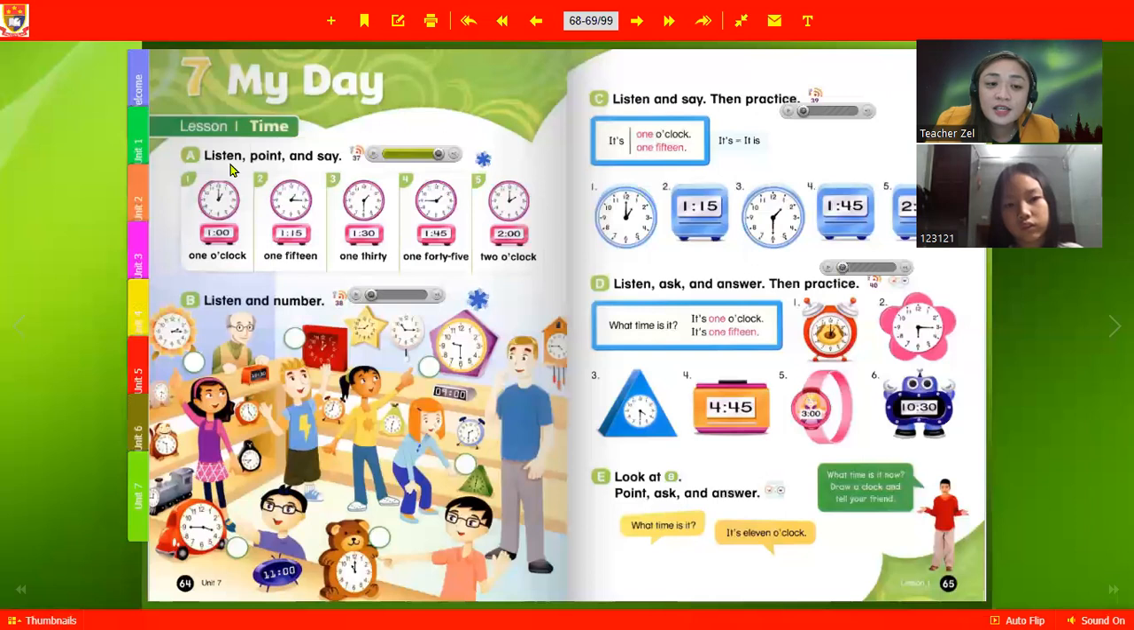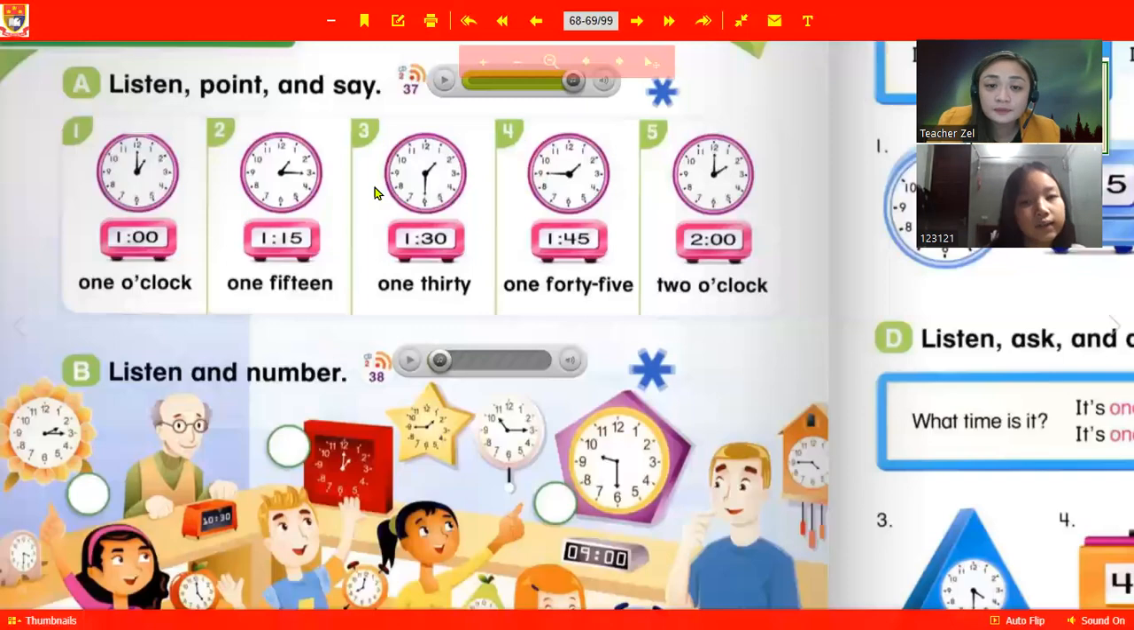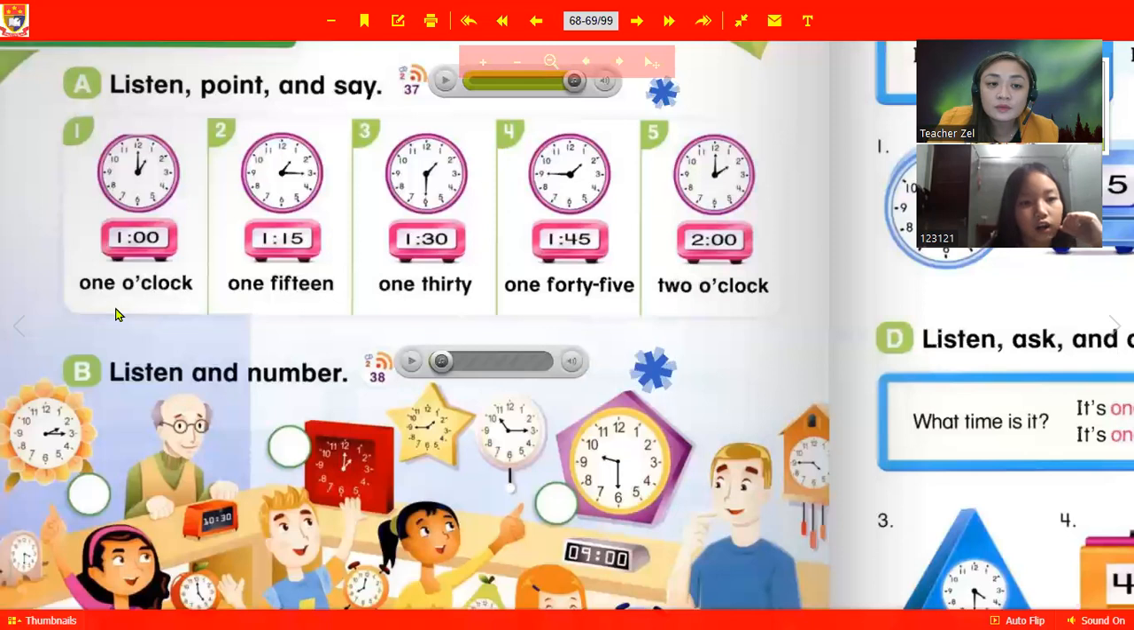All right. So those are the times. First, this is 1 o'clock. Okay, 1 o'clock. 1:15. Okay, how about this one? 1:30. 1:45. 2 o'clock. So do you know how to read the time, Bella?